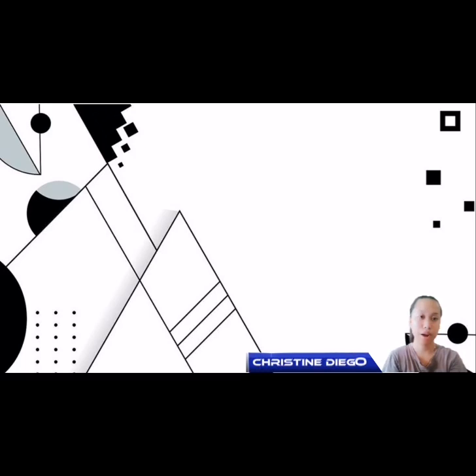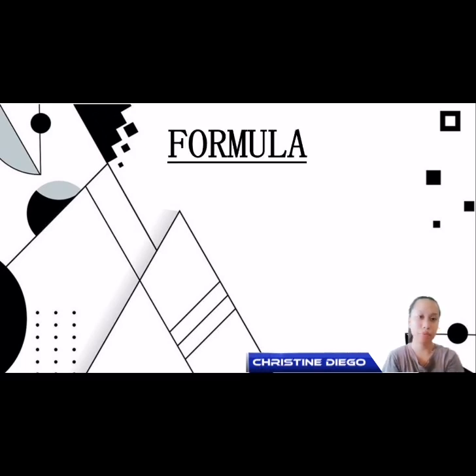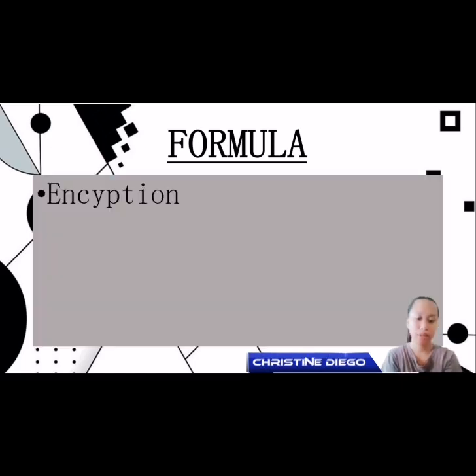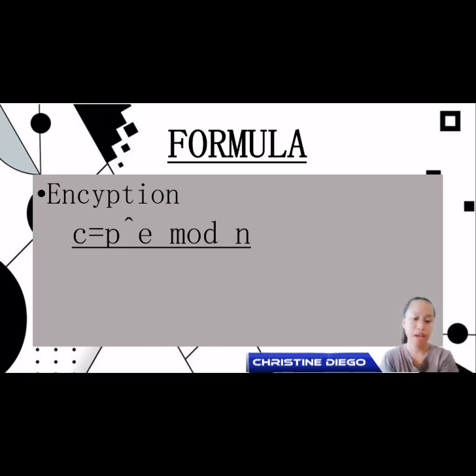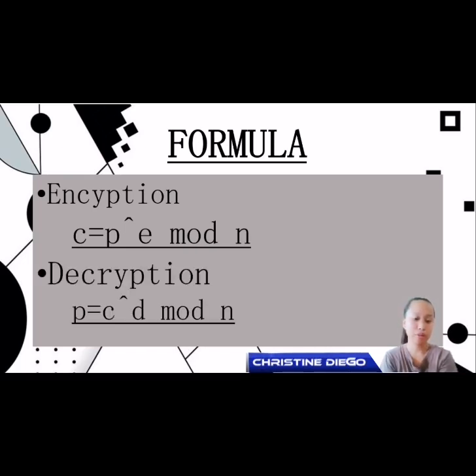As we go deeper, let me show you the formula of encryption and decryption using RSA. For encryption, C is equal to P raised to E mod N, where C is the ciphertext and P is the plain text message. For encryption, we need the public key, which is E. For decryption, P is equal to C raised to D mod N, where P is the plain text, C is the ciphertext and D is the private key.